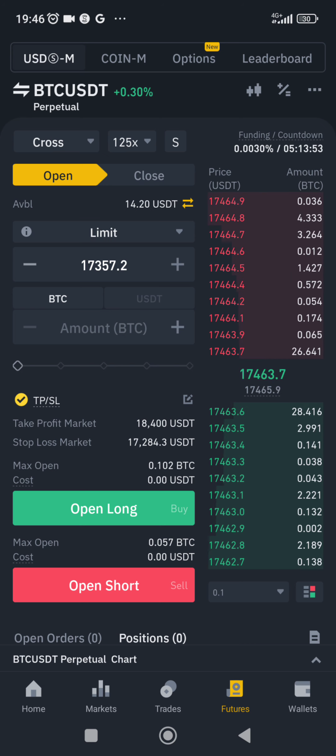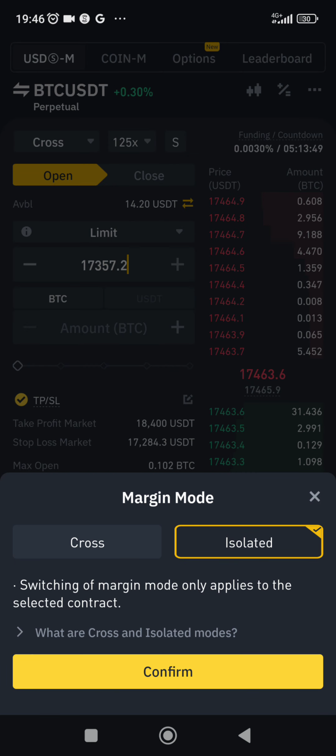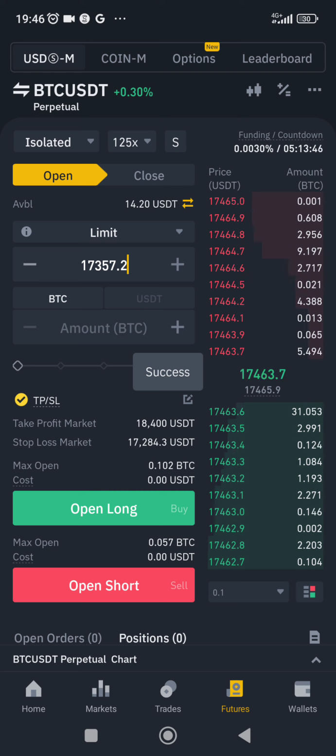Okay, now the next one is isolated. Now, isolated is the exact opposite of it. If you're using isolated, what you are doing, in a nutshell, is you are trying to tell the system that you only want to risk the margin you put.